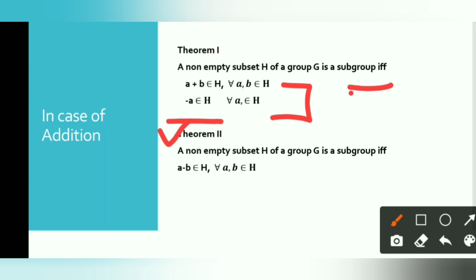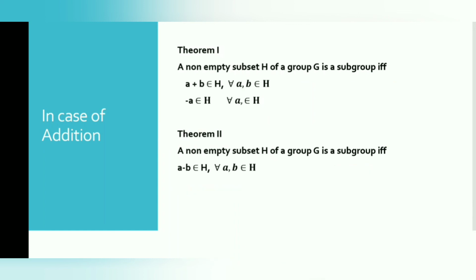And the second theorem that we have proved will change to this shape: if H is a subgroup, then A minus B also belongs to H for all A, B belongs to H. So these two theorems are for the addition operation.